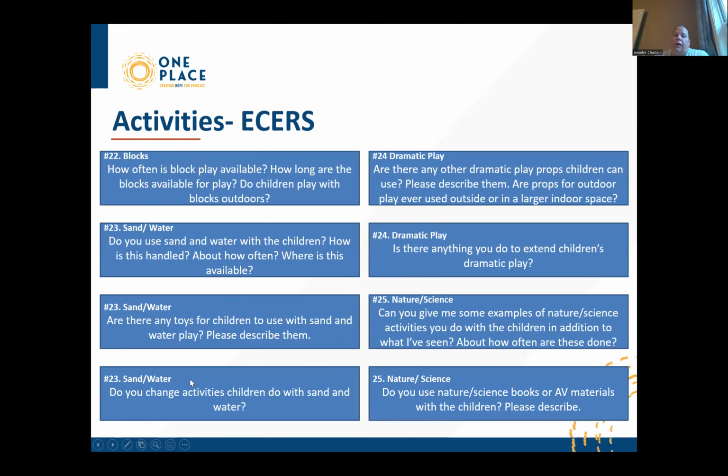Okay, so for blocks, how often is block play available? How long are the blocks available for play, and do children play with blocks outdoors? Right, so blocks in the block center should be available every day, all day. And then of course, yes, if you have blocks outside in your outdoor play area, answer the question with yes. If you don't, say no, because they will see that you don't have them out there.